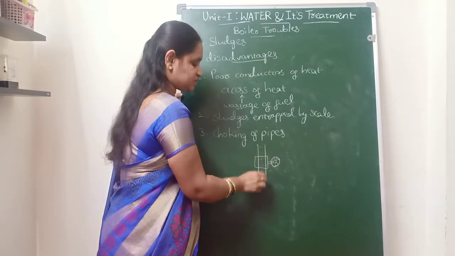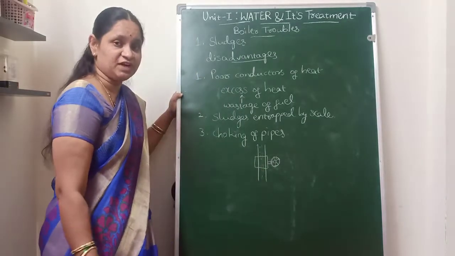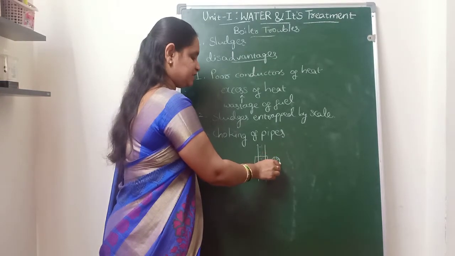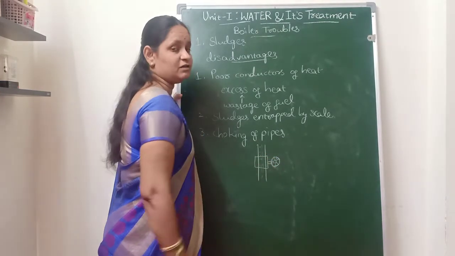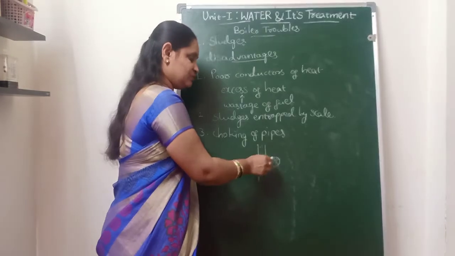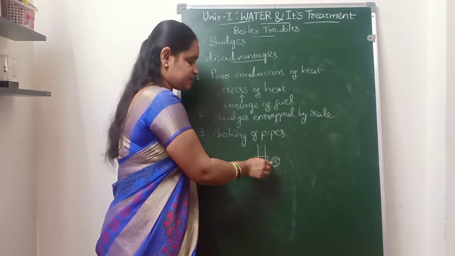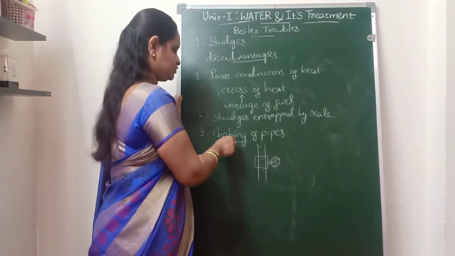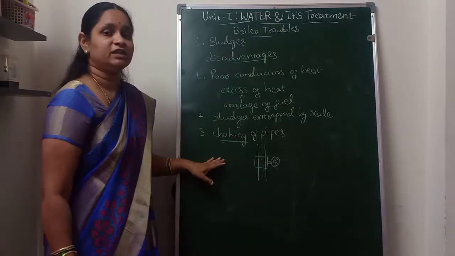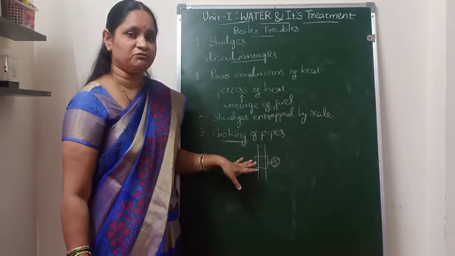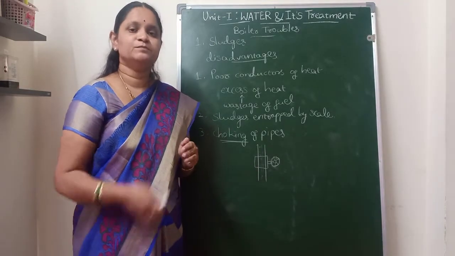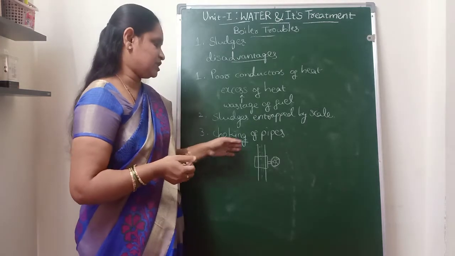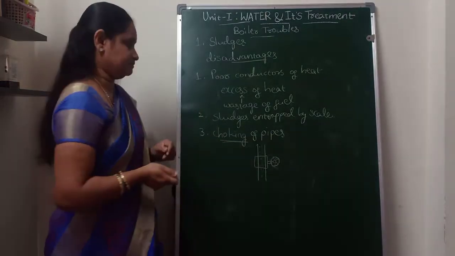If the water flowing in these tubes is hard water, a white color precipitate will be formed near this valve. That will prevent the movement of the valve, and it is known as the choking of the pipes. Choking of the pipes also leads to deficiency of the boiler's activity. So that is known as the choking of pipes.